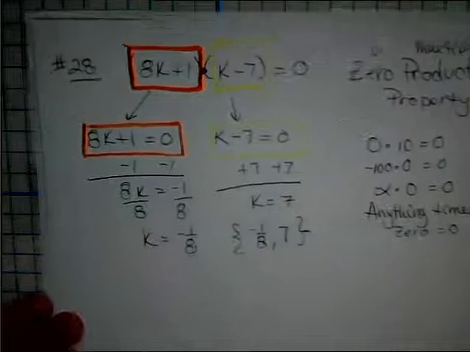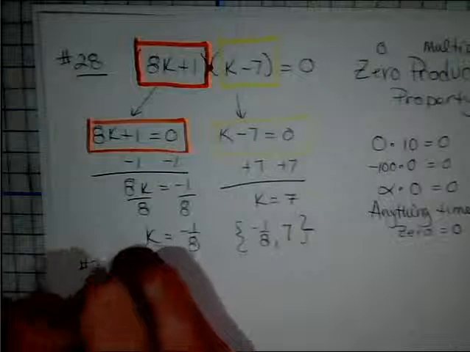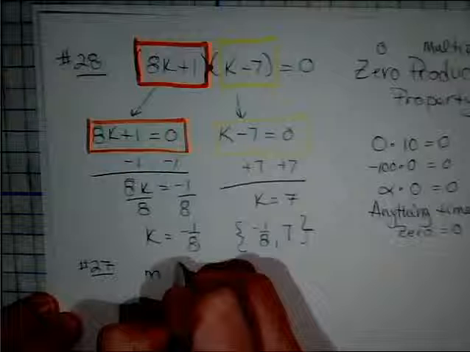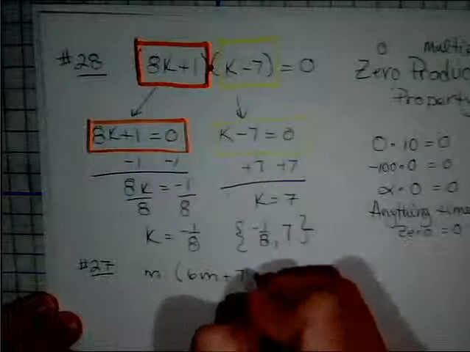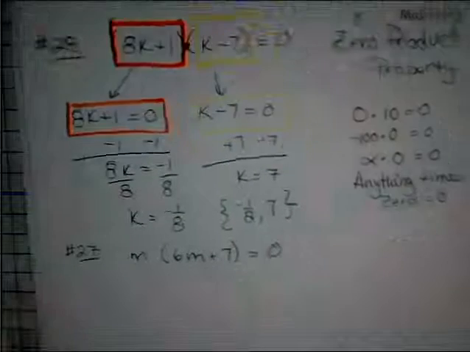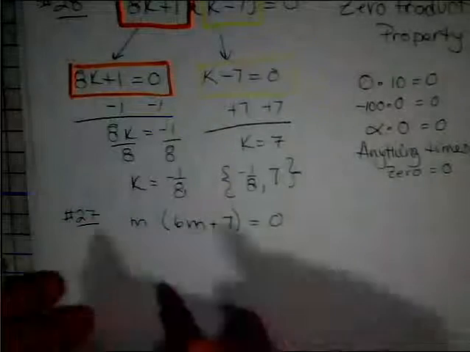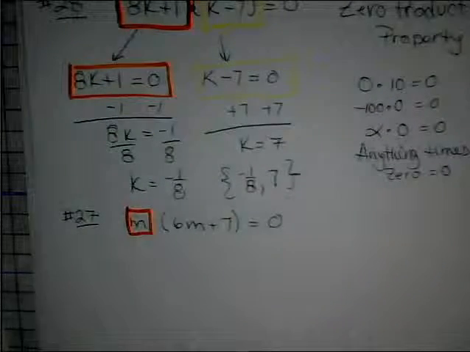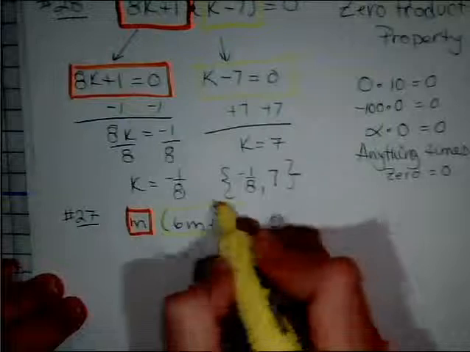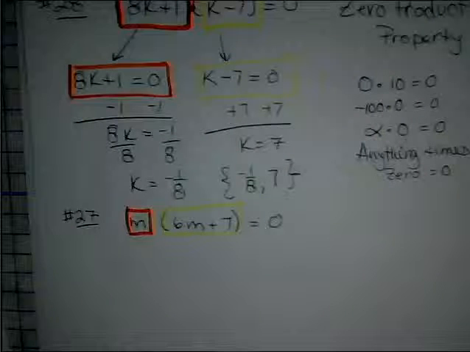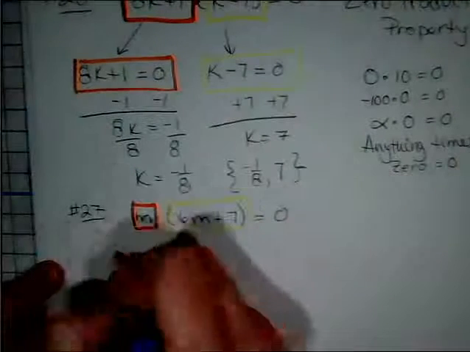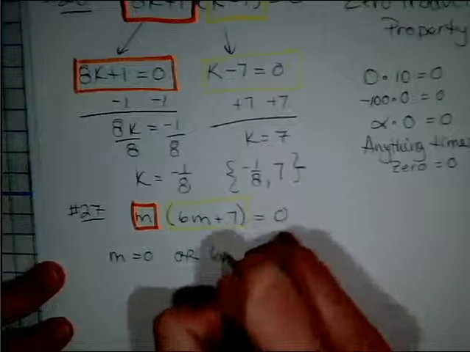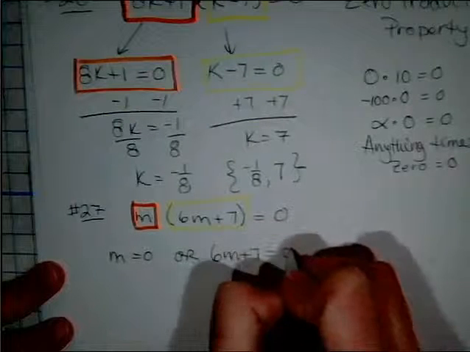27 is a little bit different. Not really. It just looks different. I have m times 6m plus 7 equals 0. Well, again, I have two things being multiplied together. I have the orange and I have the yellow. So I'm going to set each of those equal to 0. I have my m equals 0, or 6m plus 7 has to equal 0.